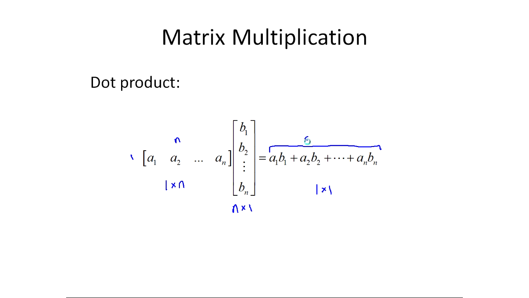So the dot product is a way of taking two matrices of a specific size, so basically a row times a column, and you end up with a number. And what you're doing is you're multiplying this entry times this entry, plus this entry times this entry, and so on. We're going to practice this first and then use this to develop a product for general matrices.